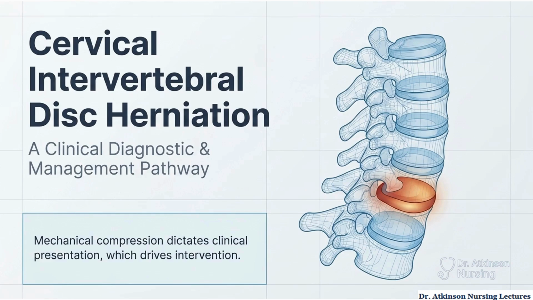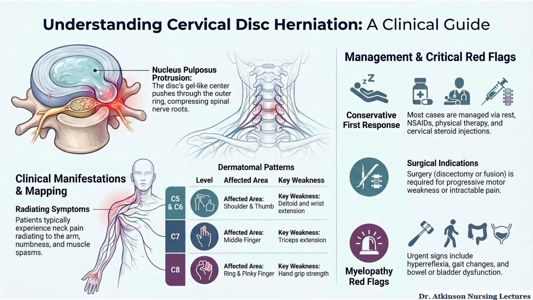Cervical intervertebral disc herniation occurs when the nucleus pulposus protrudes through the annulus fibrosus, creating mechanical compression on nearby cervical nerve roots. The major clinical problem is nerve compression, leading to pain, numbness, weakness, and functional impairment. Most herniations occur in the lower cervical spine, especially C5 to C6 and C6 to C7.